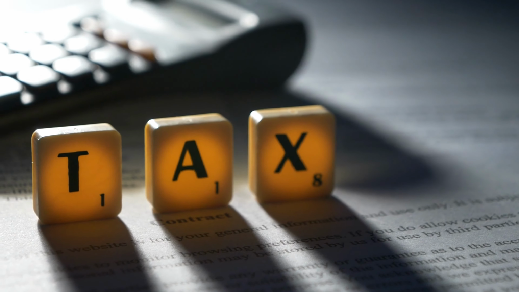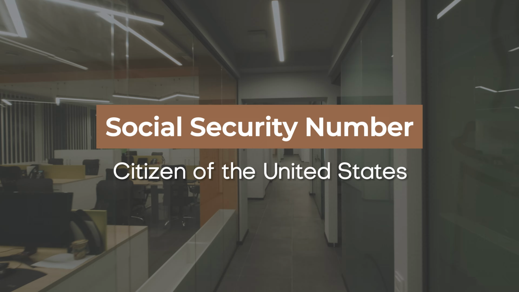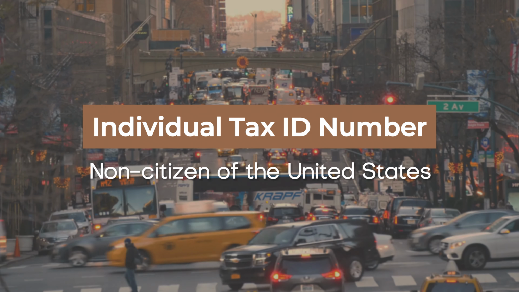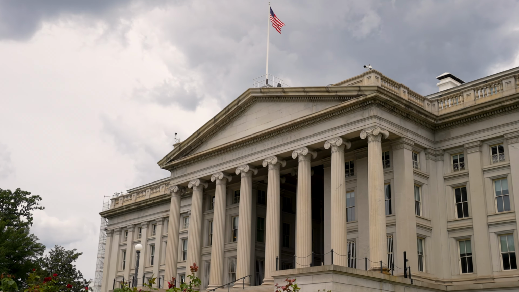The government issues tax ID numbers for people. These are called Social Security numbers if you're a citizen of the United States. And if you don't qualify for a Social Security number, for example, because you're not a citizen of the United States, then you can get an individual tax ID number. Both of those are issued by the federal government through the IRS or a similar government branch.